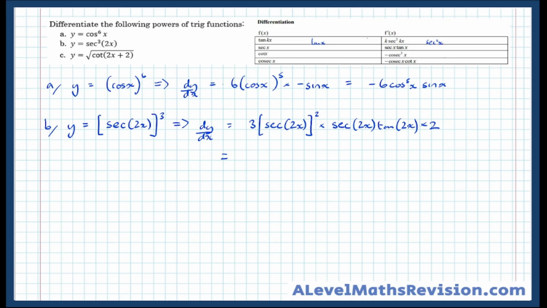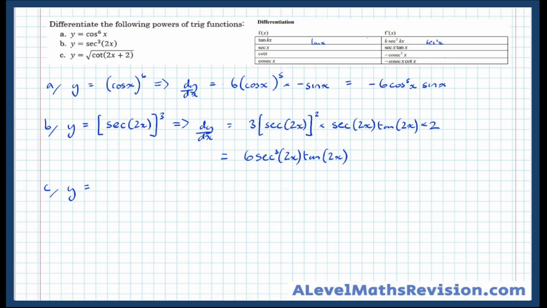which is equal to, let's gather up all like terms, so the number terms multiply to get 6. Then we've got sec squared of 2x times sec of 2x. That becomes sec cubed of 2x with a tan of 2x at the end there. So part C, see if you can guess what to do here. Pause it, have a go yourself.